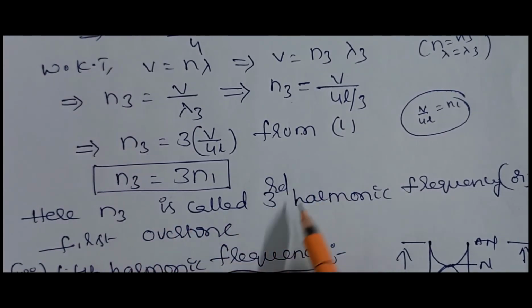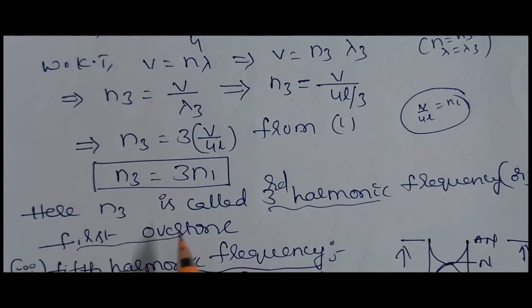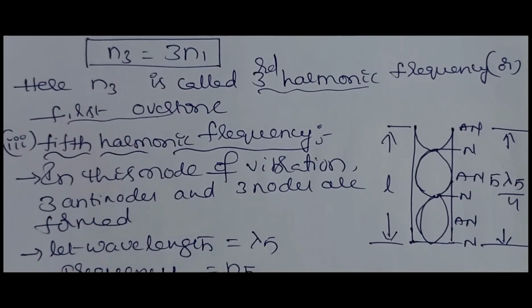This n3 is called the third harmonic frequency or first overtone. Next, the fifth harmonic frequency.